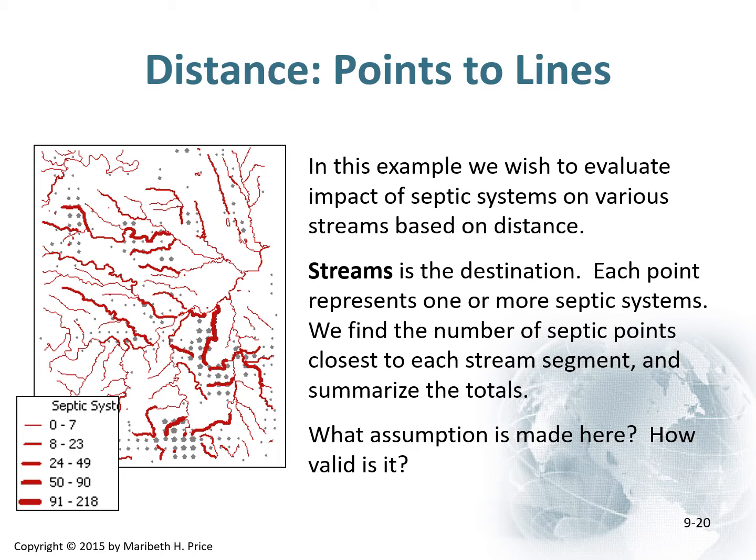Distance, points to lines. In this example, we evaluate the impacts of streams and septic systems. And so the stream is the destination. Each point represents one or more septics. And so we want to know the number of septic points closest to each stream segment and then summarize the totals. Now there's a big assumption here that's really completely invalid. Just because it's close to it doesn't mean it drains into it or even has the potential to drain into it, because it may be closer to one than the other, but the change in elevation, the slope, and lay of the land may not even run that drainage towards that section of the stream.